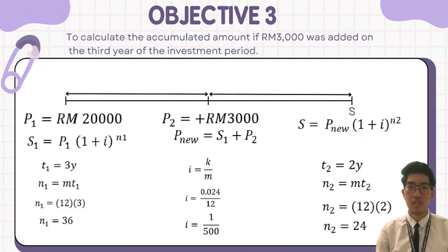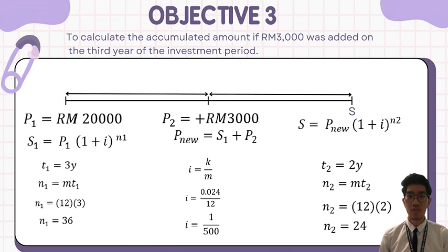So the next question, number 3, is to calculate the accumulated amount if RM3,000 was added on the third year of the investment period. P1 is equal to RM20,000, S1 is equal to P1 in bracket 1 plus I to the power of N1, P2 is equal to RM3,000, P new is equal to S1 plus P2, S is equal to P new in bracket 1 plus I to the power of N2.